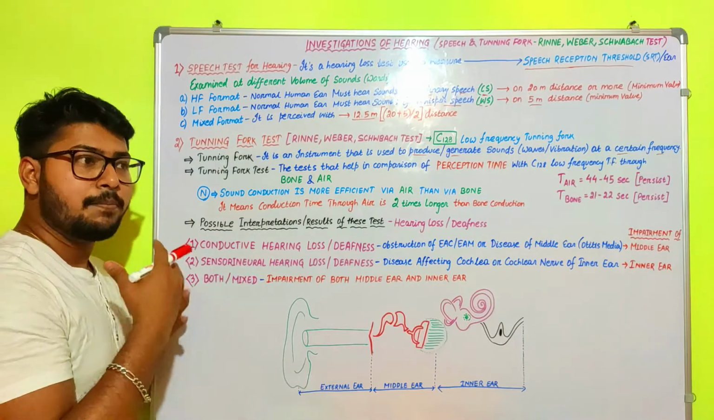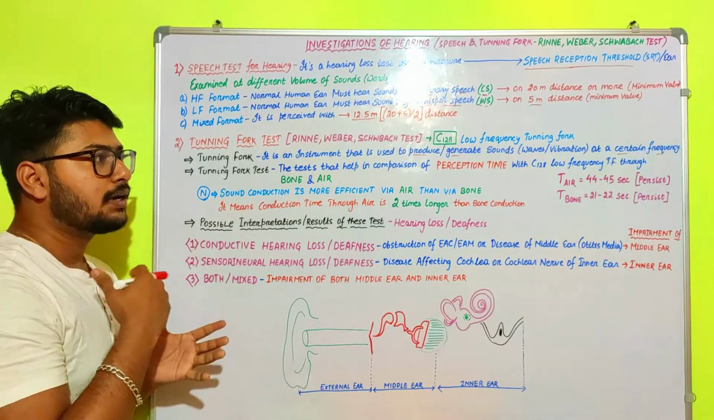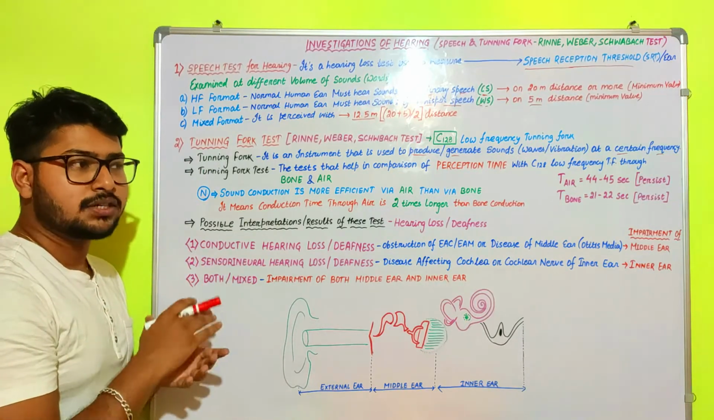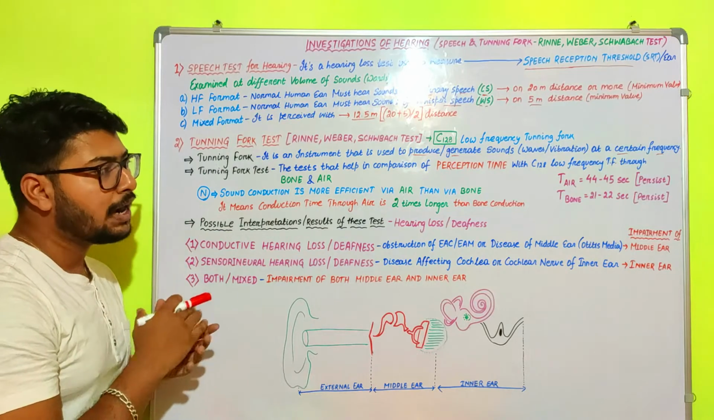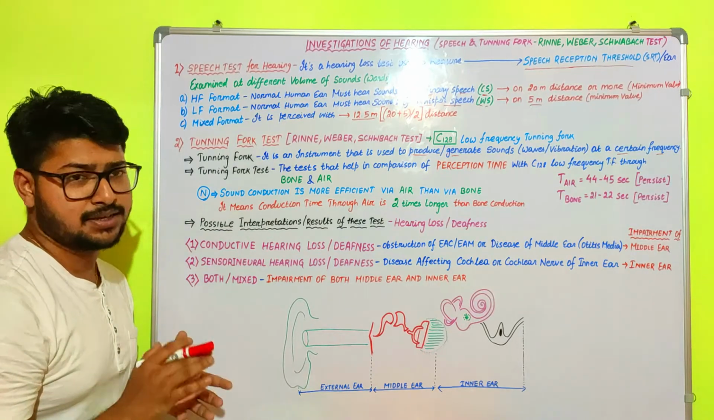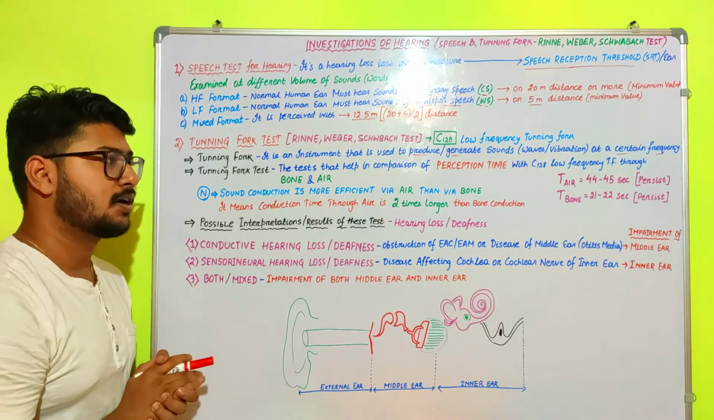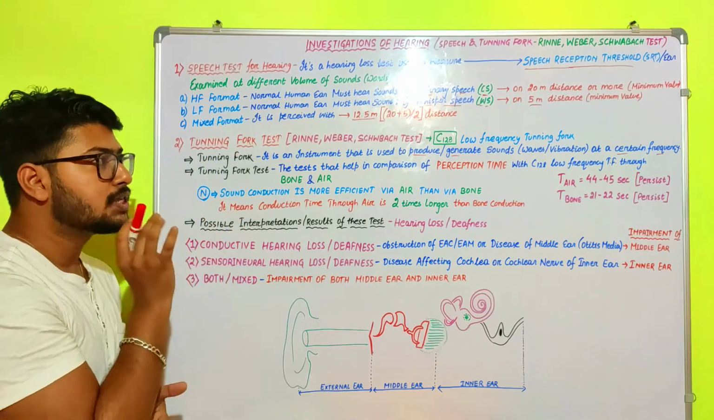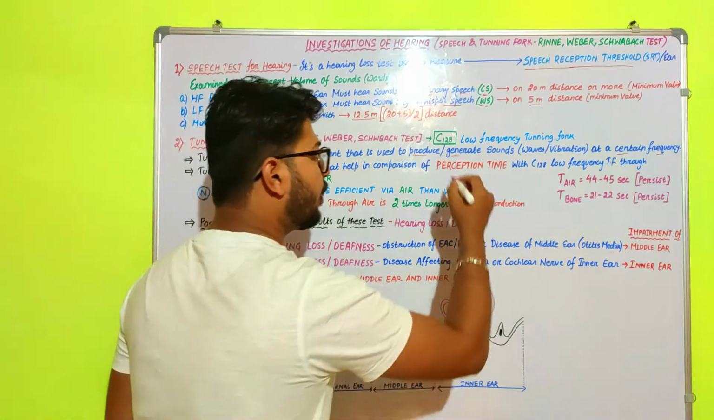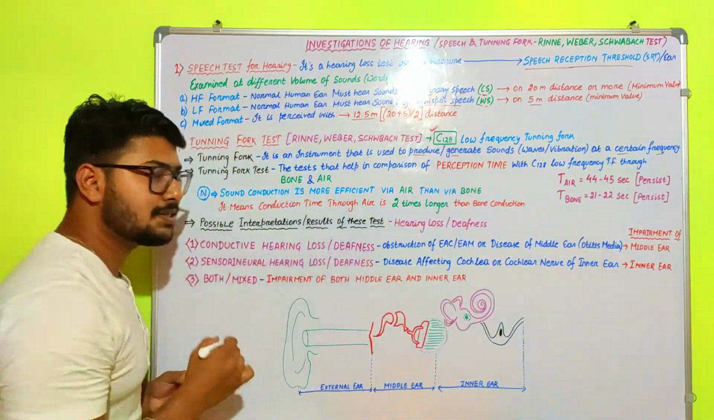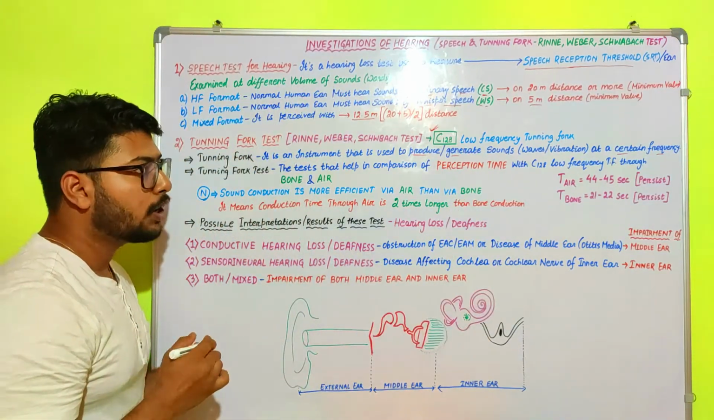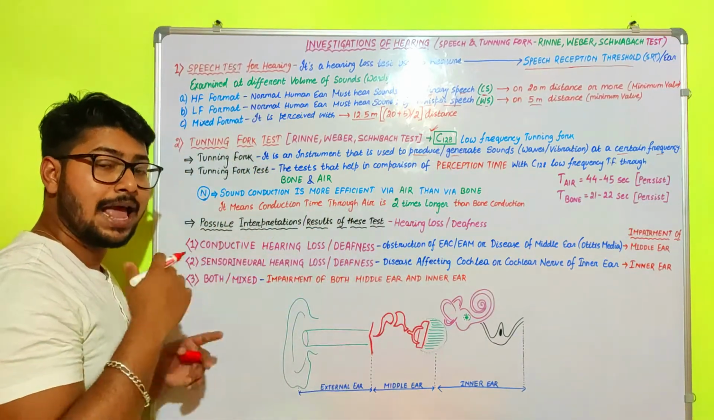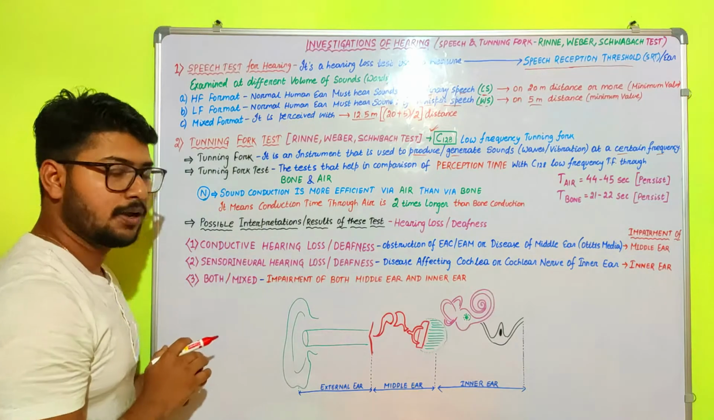So there are many kinds of tuning fork, and they start from C128, or from 64, and go up to 4096 Hz. In the tuning fork test, we specifically use the low frequency tuning fork, that is C128. A 128 Hz frequency is used for analyzing this test.